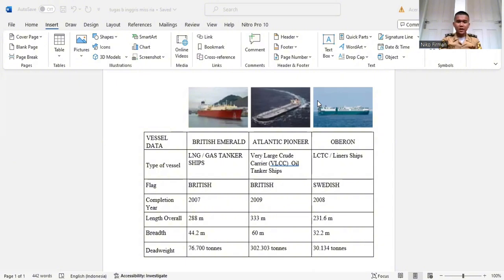The heaviest vessel is Atlantic Pioneer, which has a dead weight of 302,303 tons. And the lightest vessel is Oberon. The dead weight is 30,134 tons. And the British Emerald is heavier than Oberon, as the British Emerald is 76,700 tons, and the Atlantic Pioneer is heavier than British Emerald. That's all from me.